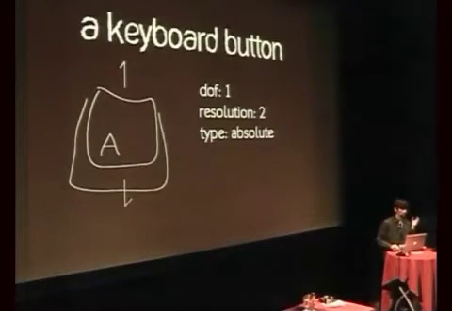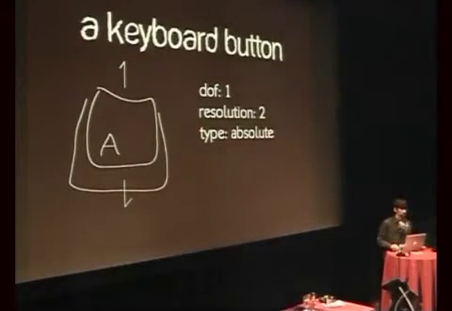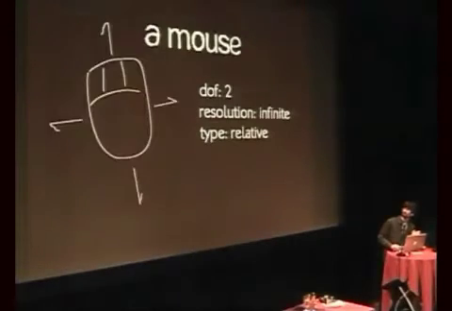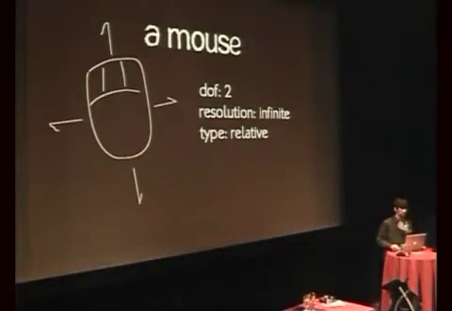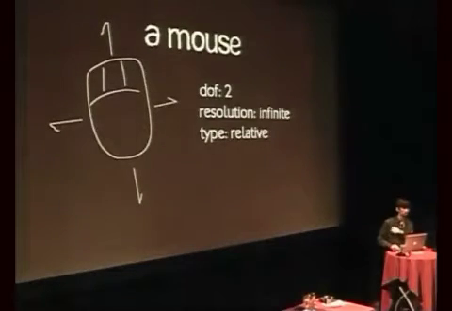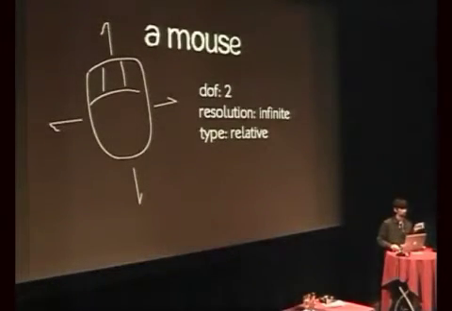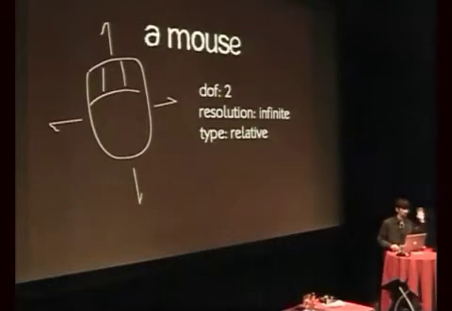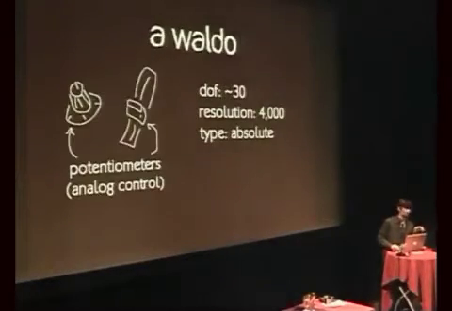Whereas your keyboard button can do one thing, and it doesn't have a very good resolution, but at least it's absolute, at least it knows what it's doing. And the mouse is actually a device that I can't stand, because it's relative. It only cares about where it just went from where it just was. There's not much to say about the mouse.